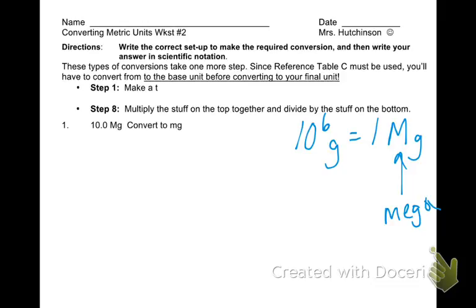Okay, so that is what you're going to be using. Other than that, you're going to be using reference table C to help you. So if you don't have that out, again, for the 3rd time, please make sure that you get that out. And do all of these, and then you can check your answers.